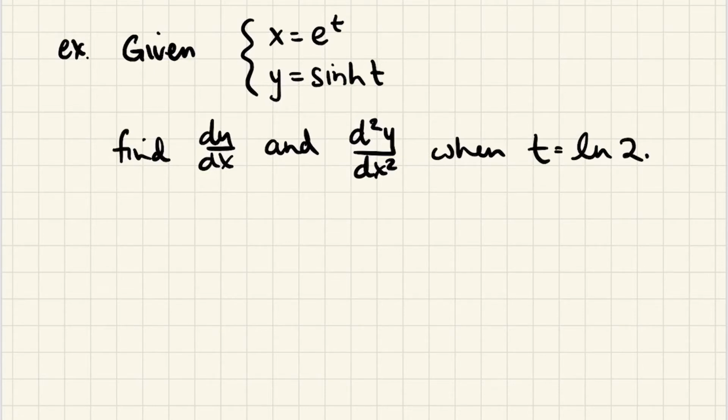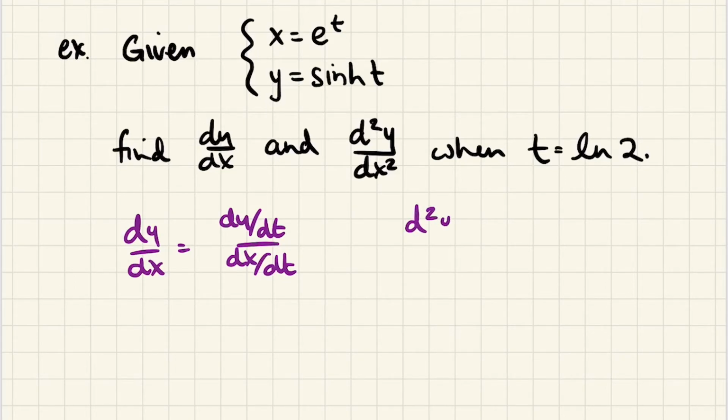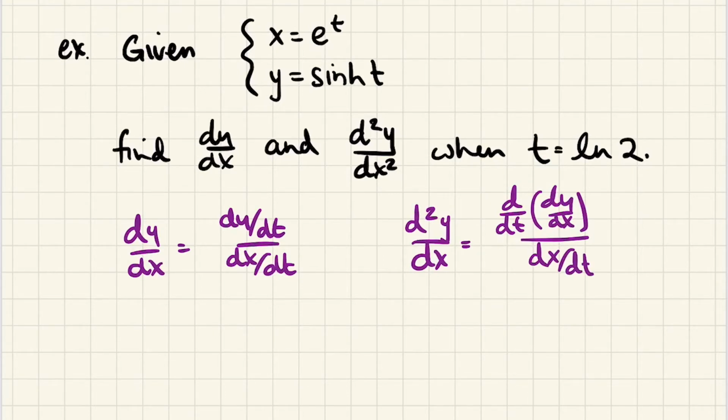Okay, well, we know that dy dx is equal to dy dt divided by dx dt. And we know that the second derivative with respect to x of y is equal to the derivative with respect to t of dy dx divided by the derivative of x with respect to t. Okay, so we have our work cut out for us. We're going to need dy dt and dx dt.